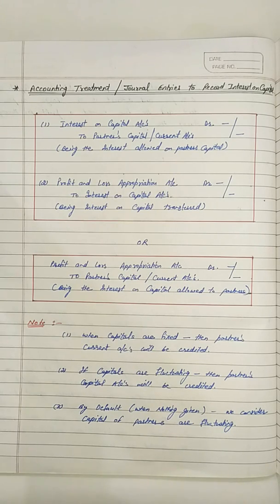In the first entry, we allow interest to the partners. In the second entry, we transfer interest on capital to the profit and loss appropriation account at the end of the year, and the entry will be profit and loss appropriation account debit to interest on capital. You can write one single entry in place of these two entries, that is profit and loss appropriation account debit to partners' capital or current account.